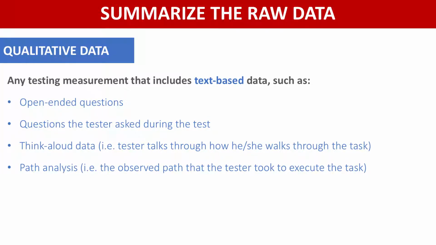The last type of testing measurement for qualitative data might be a path analysis. Instead of having the user actually talk through how they walk through the task, we can observe this, sometimes through just an individual standing over their shoulder, or a camera or screen capture that actually watches where they click and how long it takes them to click in between different decisions. And we observe the path that the tester takes in order to execute the task to understand, again, their mental model, how they perceive where they're supposed to click based on the design of the app itself.